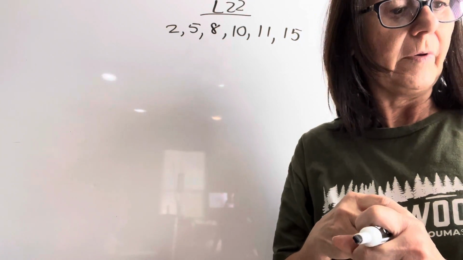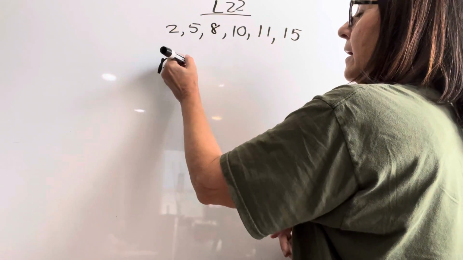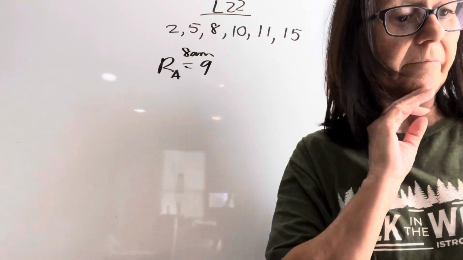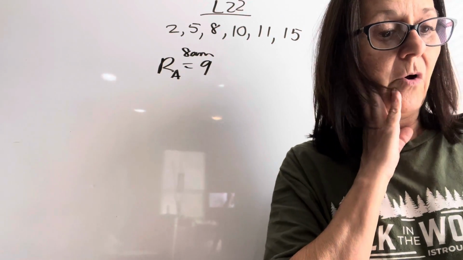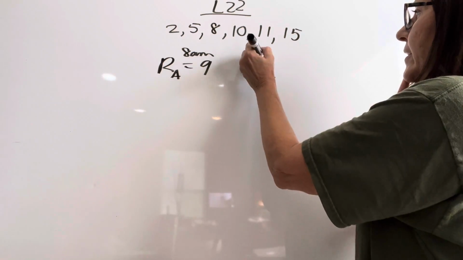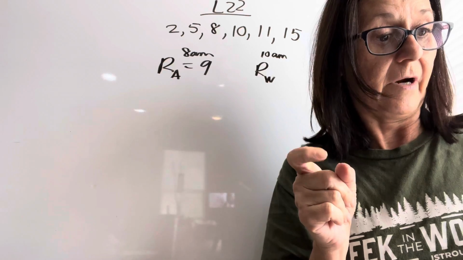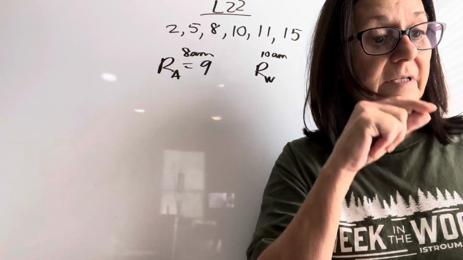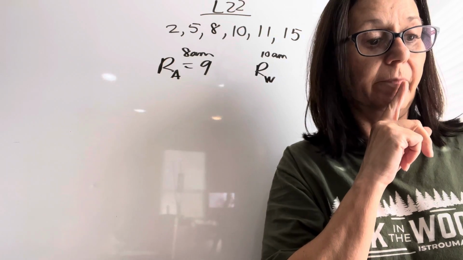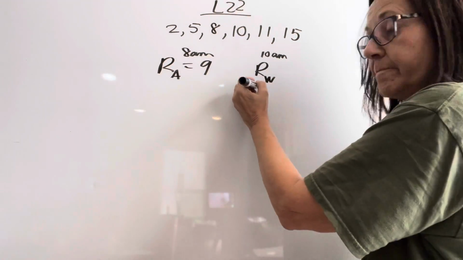Alonzo ran toward Milano at 9 kilometers per hour. That's the rate. Alonzo was 9. He left at 8 a.m. At 10 a.m., Wilhelm began the same chase. So I bet we're going to do the rate of Wilhelm, but he doesn't leave until 2 hours later, right? From the same point. He caught him at 12 p.m. Okay, so their distances are the same.